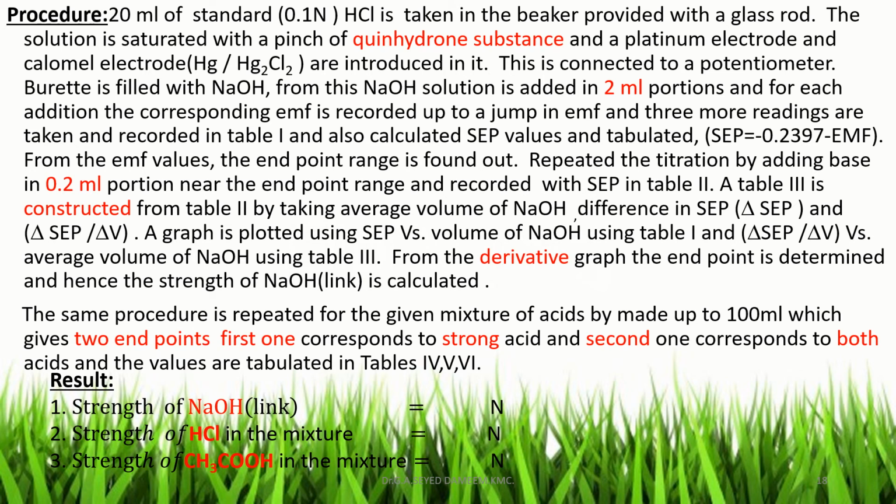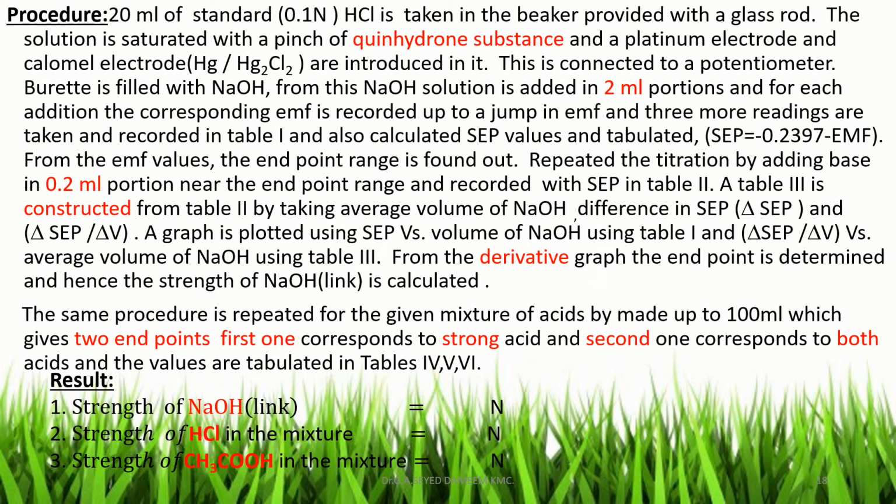The first one corresponds to the strong acid, and continuing the titration we get another endpoint. That range corresponds to both HCl and acetic acid. Once again, the experiment is repeated for getting the correct endpoint. The first endpoint is the volume of sodium hydroxide required to neutralize the HCl in the mixture, and the second endpoint corresponds to the volume of sodium hydroxide required to neutralize both HCl and acetic acid in the mixture.